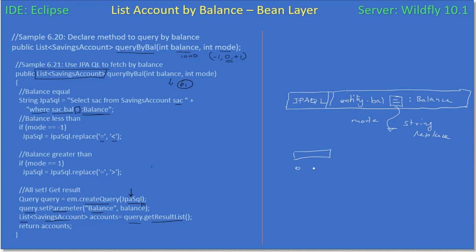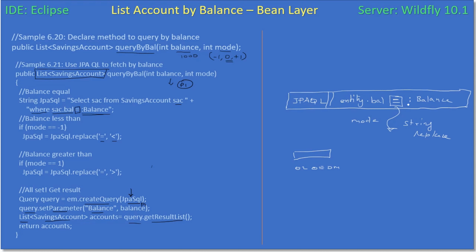After that, we have three radio buttons. So that states less, equal, or more. So this radio button feeds this mode, and based on the mode, we replace this equal to operator.